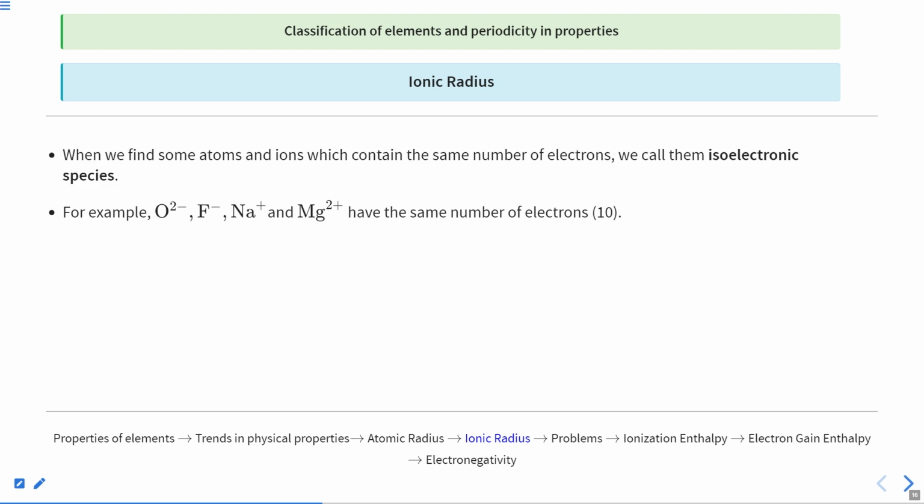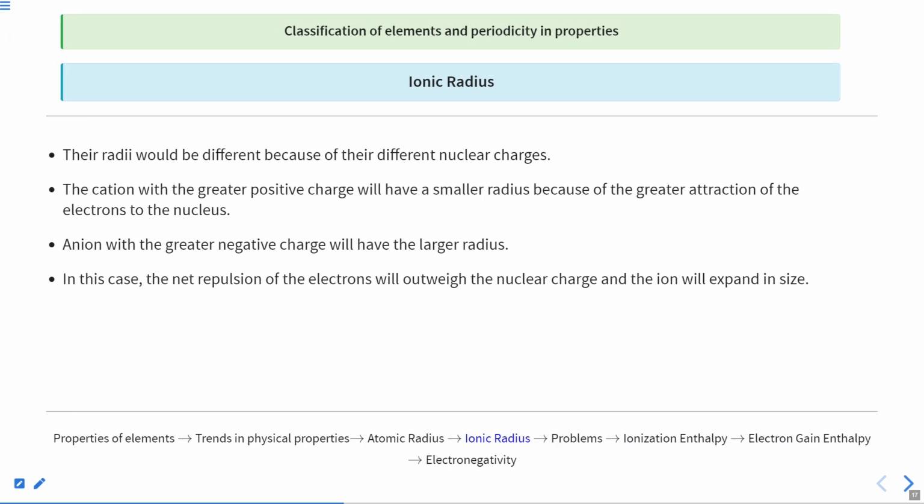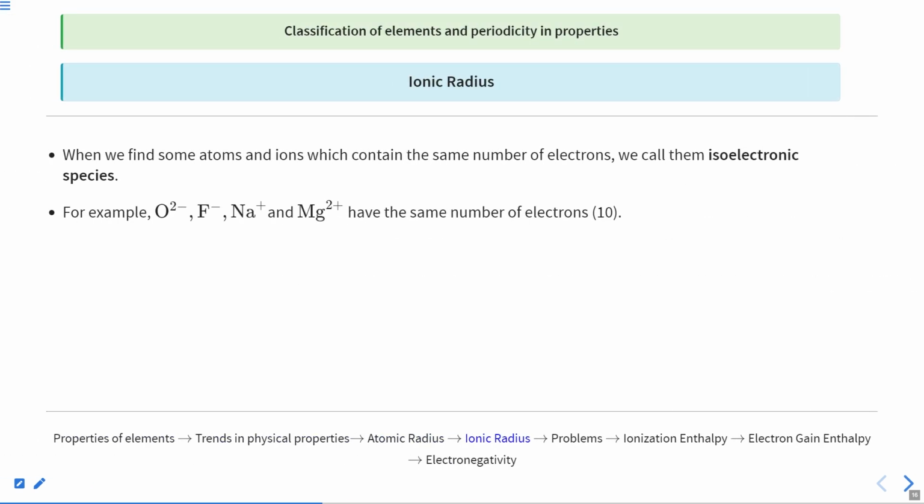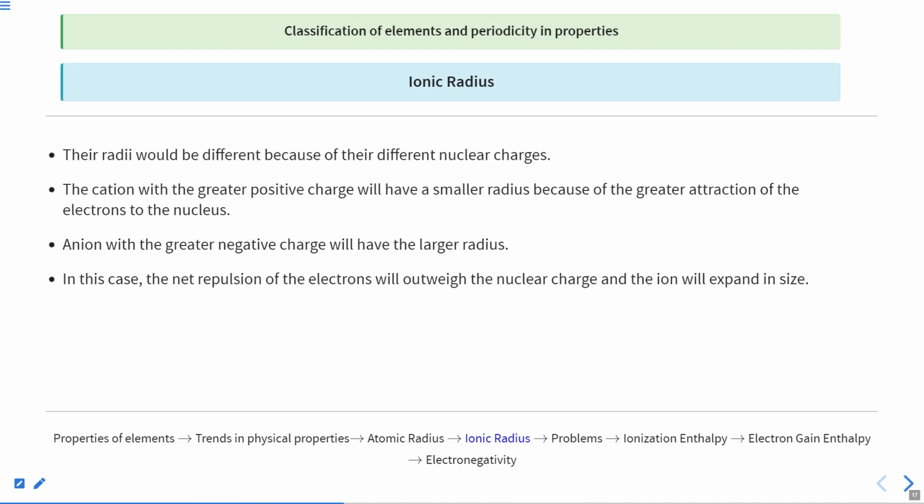Now, since the number of electrons is the same, how will you decide the size? If I ask you how you will decide the size, your answer should be simple: by looking at the charge. Their radii would be different because of the different nuclear charge. So this is obvious. The cation with a greater positive charge will have a smaller radius. Which is the greater charge? It is Mg2 plus, so it will have the smaller radius because of the greater attraction of the electrons to the nucleus.